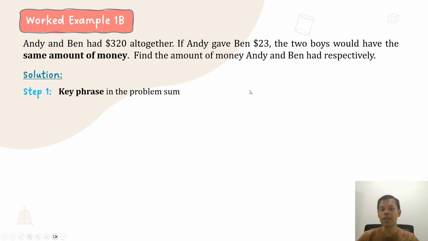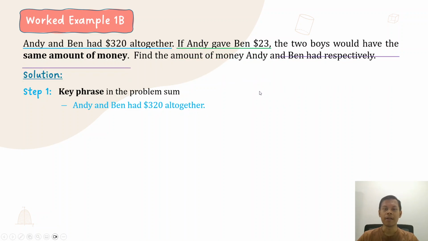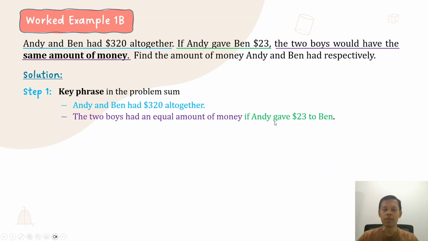Alright, let's get the key phrases in the problem sum. Quite similar to previously, right? Andy and Ben had 320 altogether. And then the second sentence, the two boys had an equal amount of money if Andy gave $23 to Ben. So the keyword here is that they are using "if". It means that Andy never gave the money to Ben yet. They are assuming, alright?